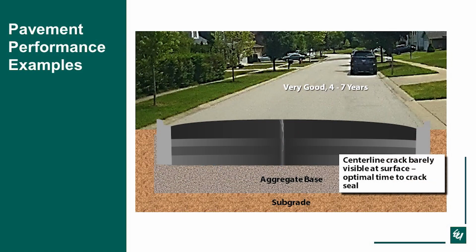Preventive maintenance. I'm going to talk a little bit about some preventive maintenance items. Here I have some figures that show what the pavement looks like in cross-section view for each type. This one would be a very good pavement from 4 to 7 years. As you can see, the center line crack is barely visible at the surface.